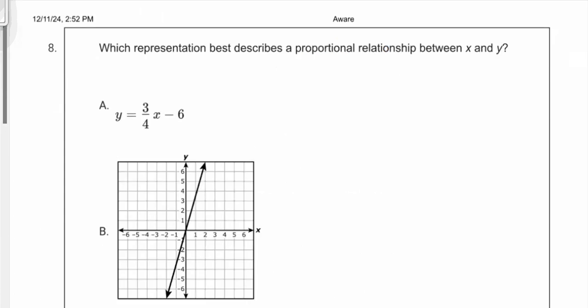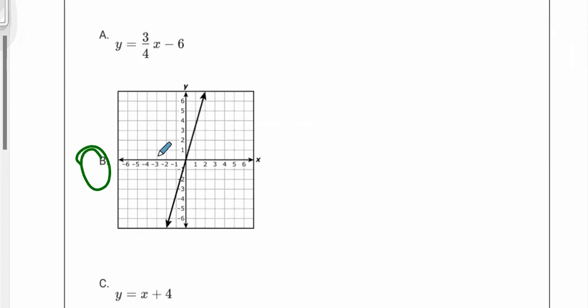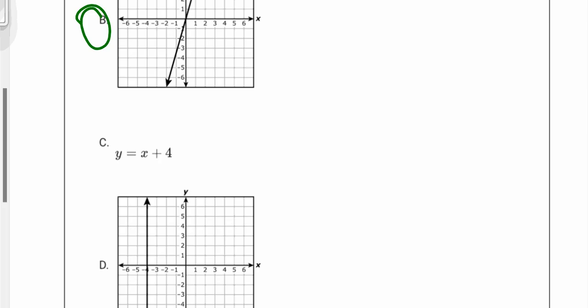Okay, number 11, which representation describes a proportional relationship? That would be B, because it's a straight line and it goes through the origin.